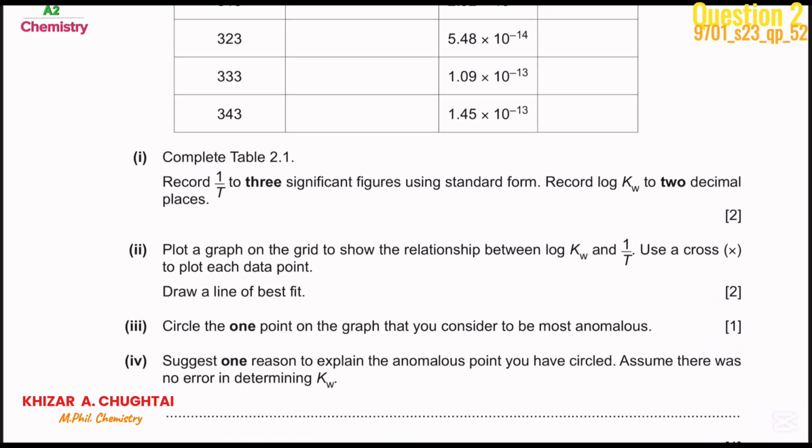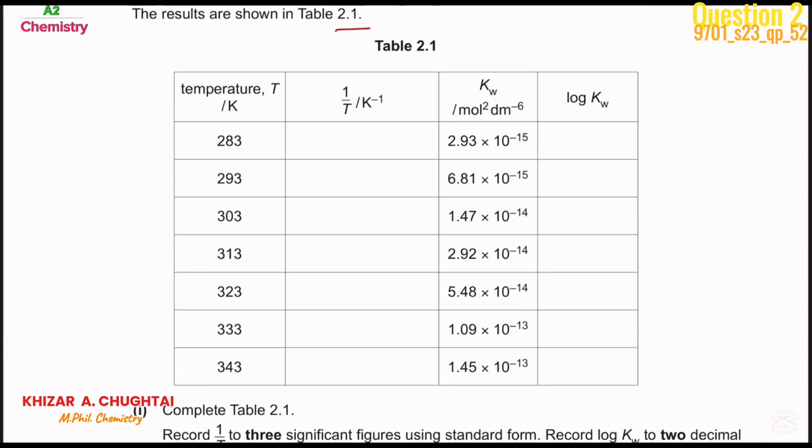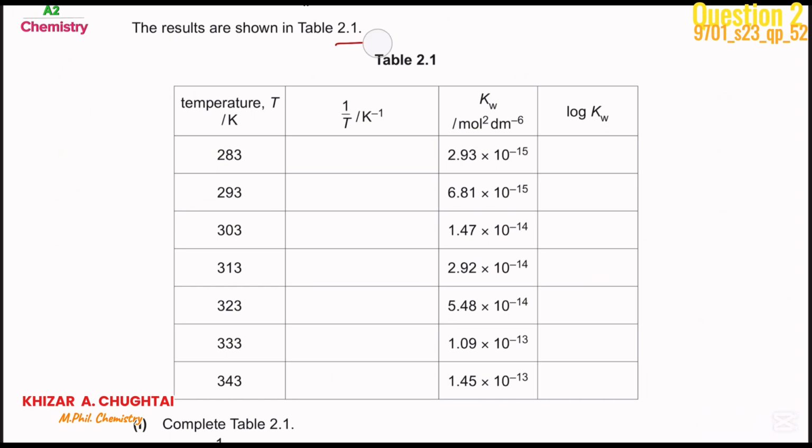And yes, complete table 2.1. Record 1 over T to three significant figures using the standard form, and record log Kw to two decimal places, and that is worth 2 marks. Then the next one is plot the graph. So first, I'm going to fill it. I'm going to complete it.